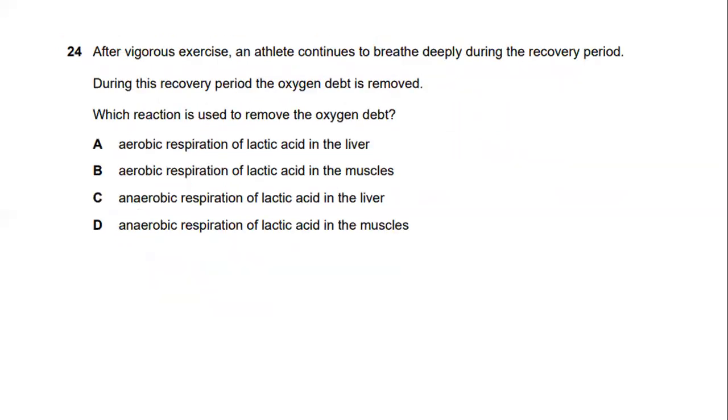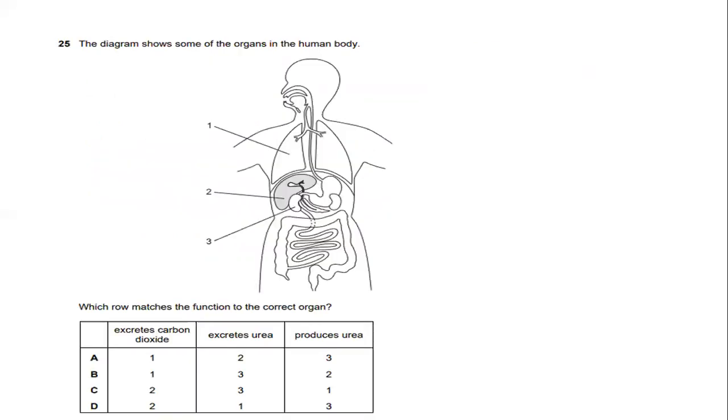After vigorous exercise, an athlete continues to breathe deeply during the recovery period. During this recovery period, the oxygen debt is removed. Which reaction is used to remove the oxygen debt? Aerobic respiration of lactic acid in the liver. The answer is A.